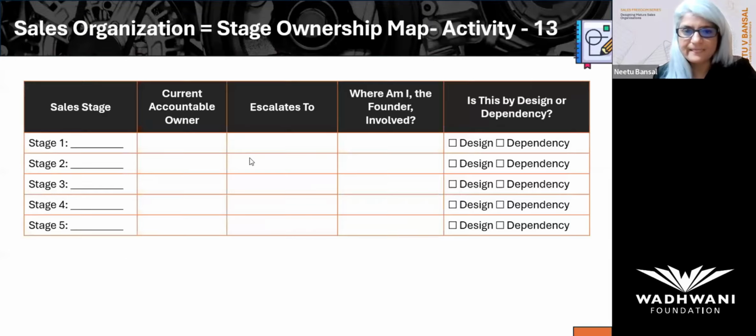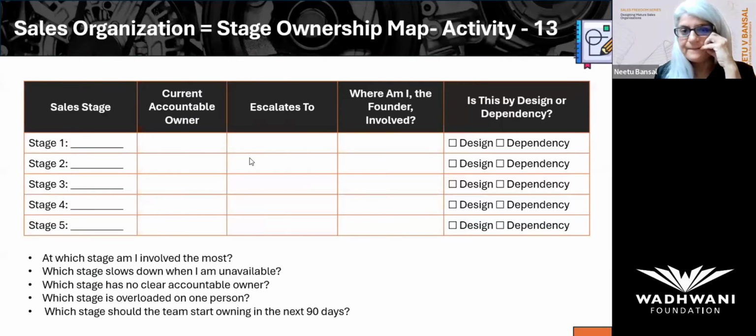Okay. So that's the homework that you will have, the activity which is there. This is one thing I would like, when we are doing a one-to-one, to talk to me about where there is a huge dependency. The last column here is the dependency on the business owner or founder. Is it something you've designed this way, or because there is no other option?